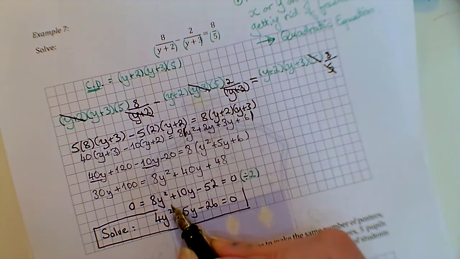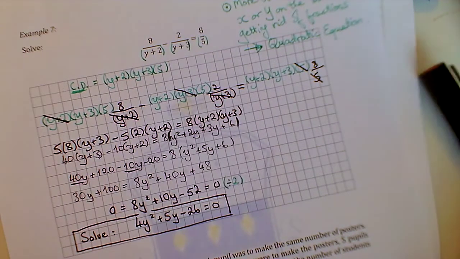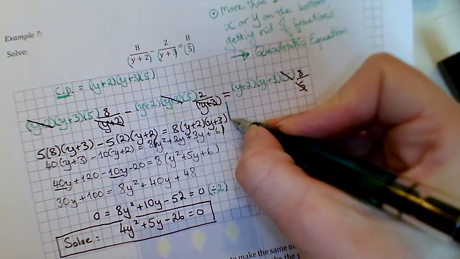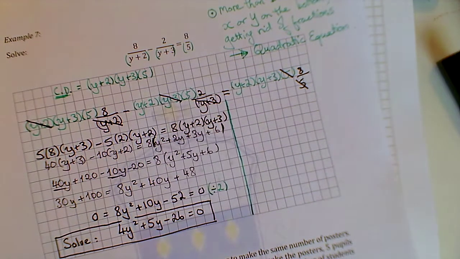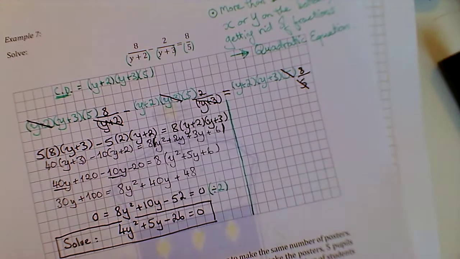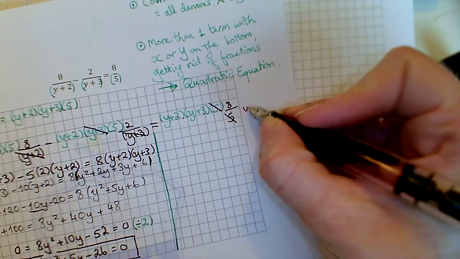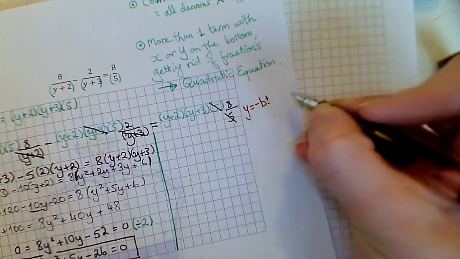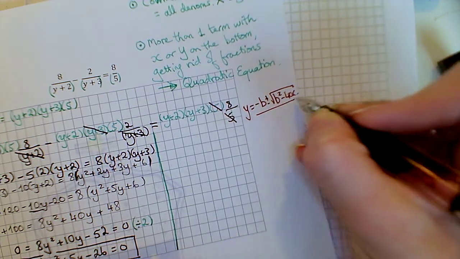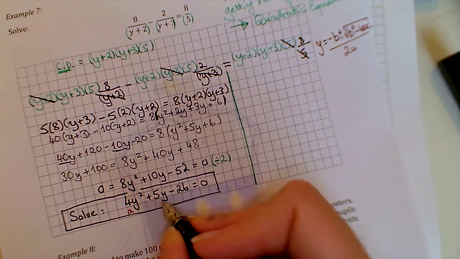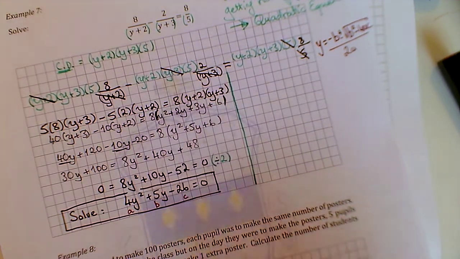Okay, we can attempt to use the guide number and find factors, but because the numbers are quite big, I think it would actually be more convenient to use our minus b formula. So again, reminding ourselves of the minus b formula. I'll write it to the side over here. Y is going to be minus b plus or minus the square root of b squared minus 4ac all over 2a, where a is the y squared coefficient, b is the y coefficient, and c is the constant.